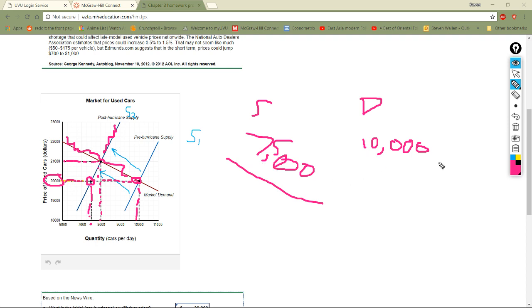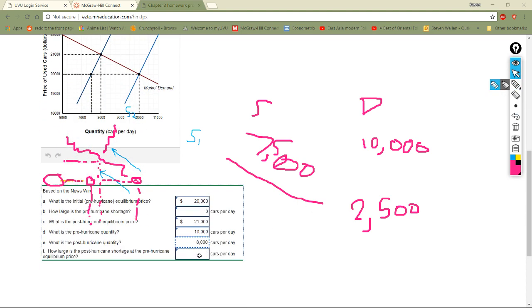What are we going to have? A shortage, because demand is bigger. Also, remember, if it's ever below your current equilibrium, so this is the equilibrium post-hurricane, we're below that, this is now a shortage. And we're short by how many? The difference. 2,500. Take the difference between what's demanded and what's supplied, and we still have 2,500 people that would still want a car at that price, even though only 7,500 are being supplied.